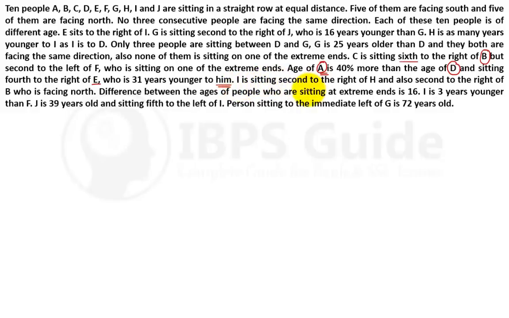I is sitting second to the right of H and also second to the right of B, who is facing north. So this is a very important line. This is a very important clue from which you can start. So just note down B, and B is facing north direction.